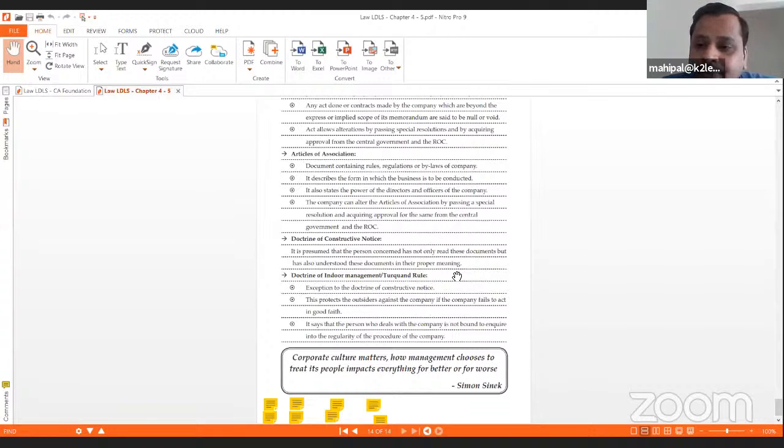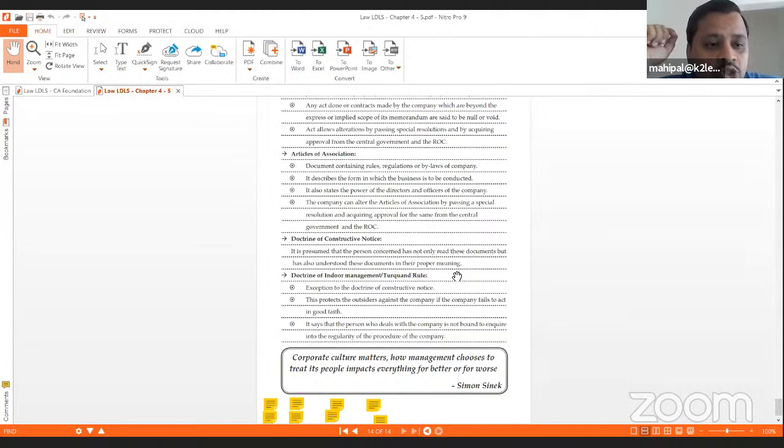When I give you a typical example, remember this concept very clearly. Assuming Aditya has to enter a contract with, say, Mahipal and Company. Mahipal and Company's MOA is a public document, available to all. So whenever Aditya has to enter a contract with Mahipal, it is presumed that Aditya is aware of the shareholders and everything, because it is a public document. And if he has not read it, it is his problem. That is called constructive notice.